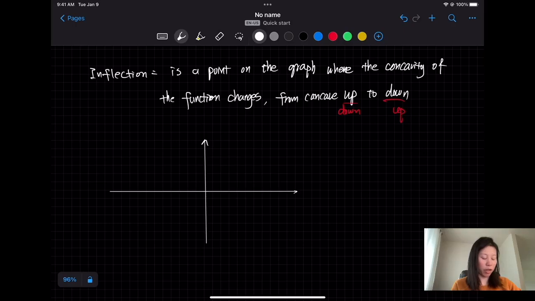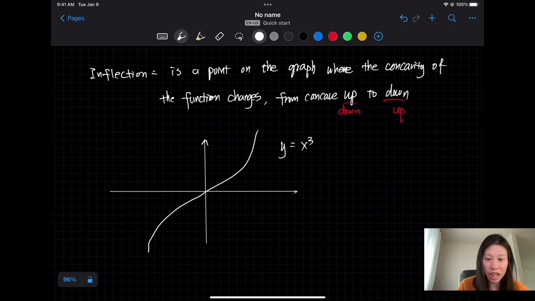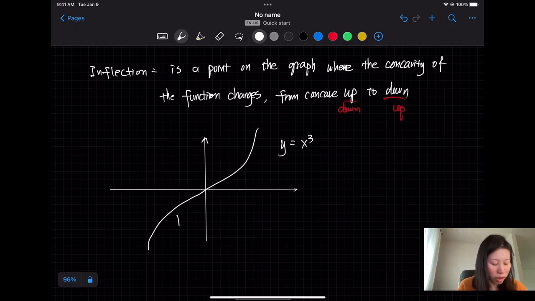For a cubic function, it looks like this one, right? y equals x cubed. So the concavity is going to change. Here, before the origin, this is concave down, right? After the origin, the graph becomes concave up. So this is the inflection point.